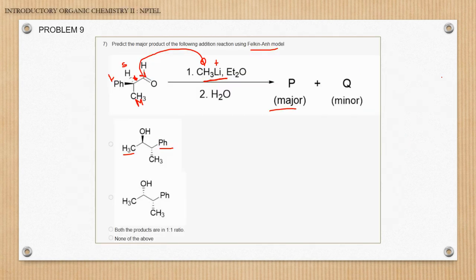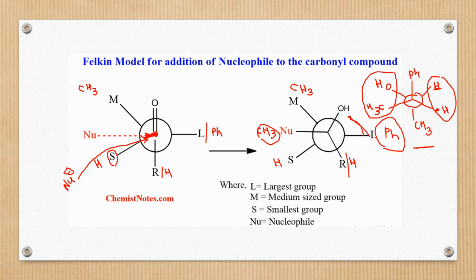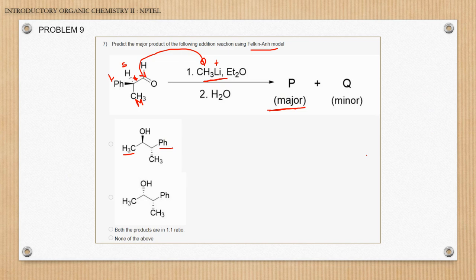So in the case of option A, hydroxy and methyl are anti to each other, and in option B hydroxy and methyl are syn to each other. Then option C states that both the products are in 1:1 ratio, and the fourth states none of the above. So you have to figure out the major product. I'm not saying that the minor product is not there, but the question is asking you for the major product only. The major product is the product where the nucleophile trajectory is less hindered, so the small group will decide the trajectory of the nucleophile. So now just tell me which would be the possible answer for the major product.